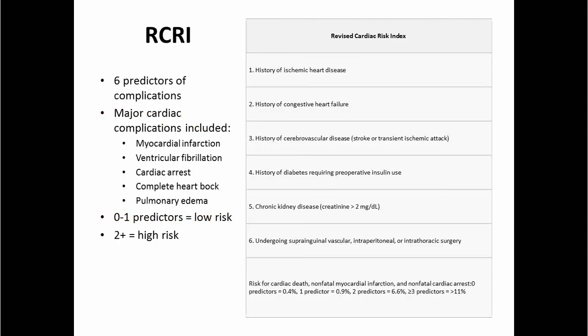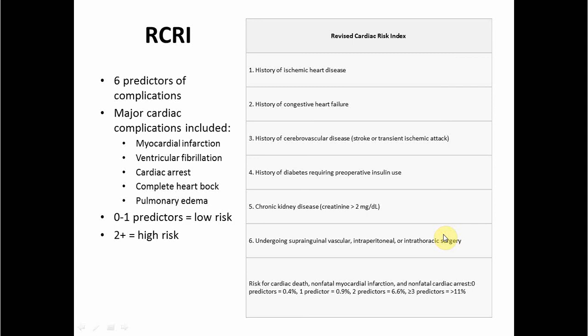Okay, so the revised cardiac risk index, the 6 predictors are, and you should memorize them well: history of ischemic heart disease, history of congestive heart failure, history of cerebrovascular disease, stroke or TIA, history of diabetes requiring insulin therapy, history of chronic kidney disease with creatinine above 2 milligram per deciliter, or the type of surgery the patient undergoes: suprainguinal vascular surgery involving the aorta, or intraperitoneal surgeries, or intrathoracic surgery. These are the 6 items of the Lee index or revised cardiac risk index.